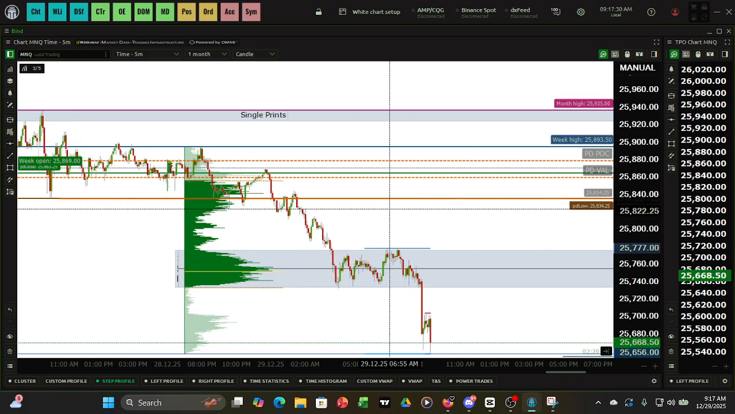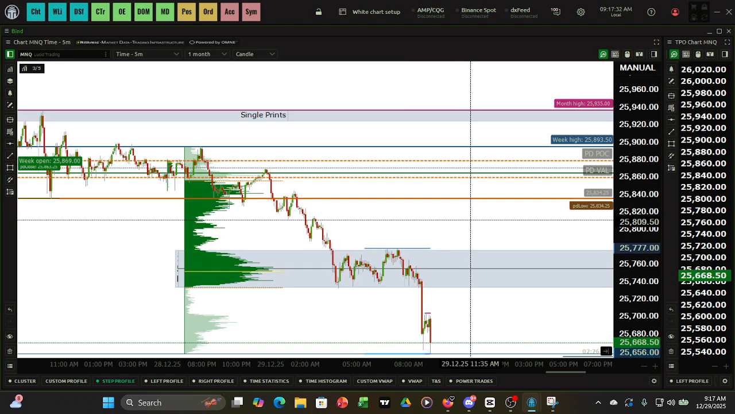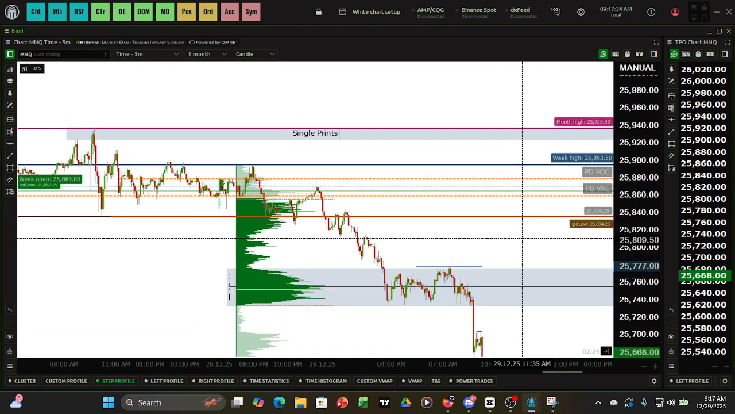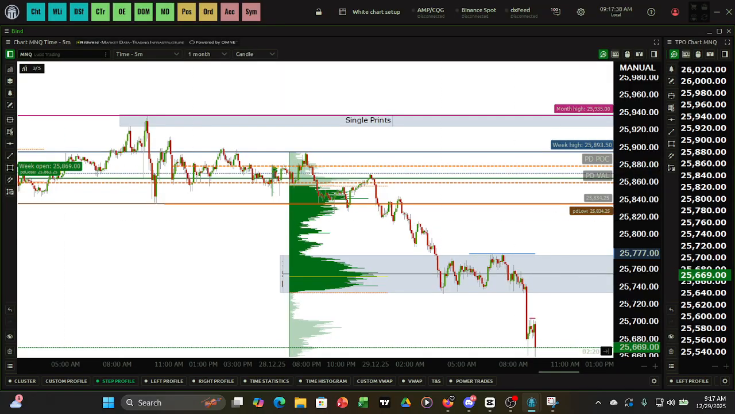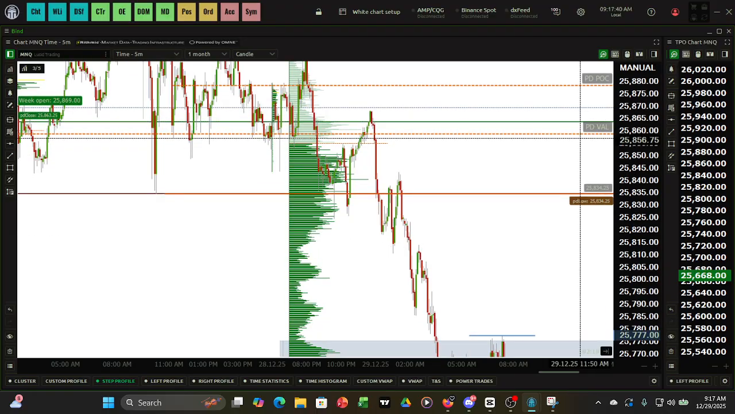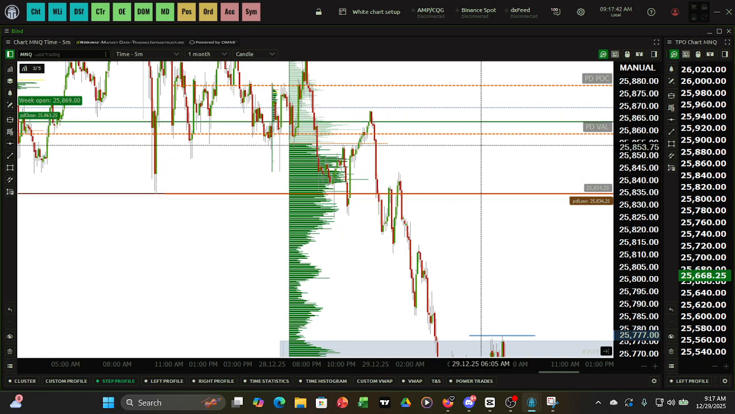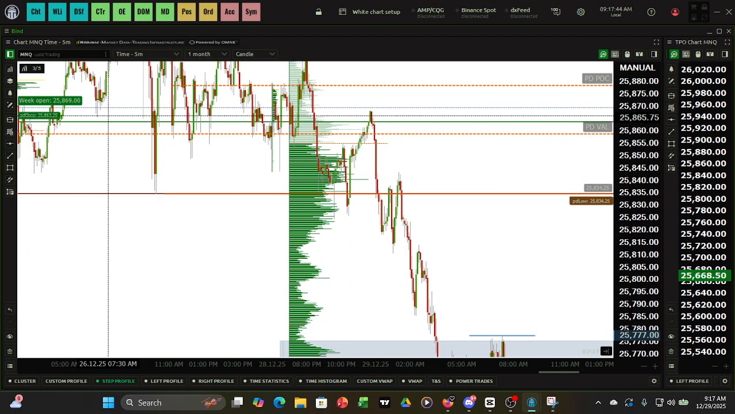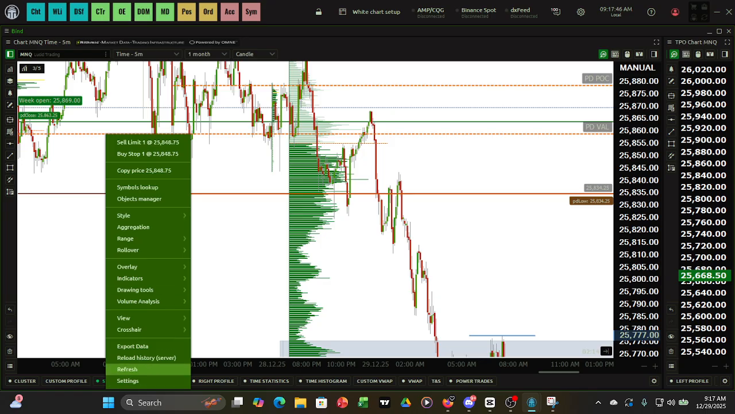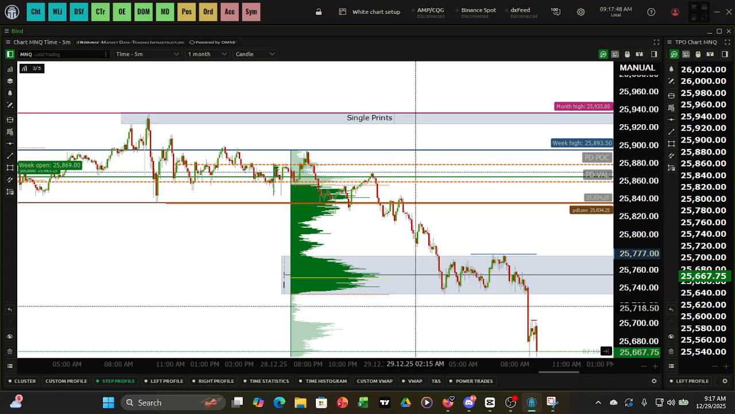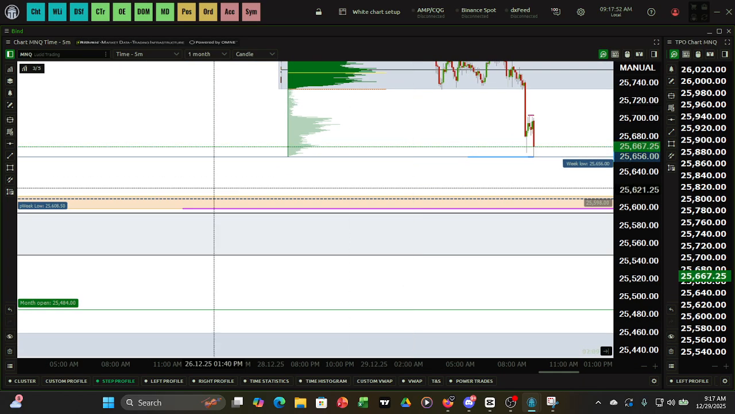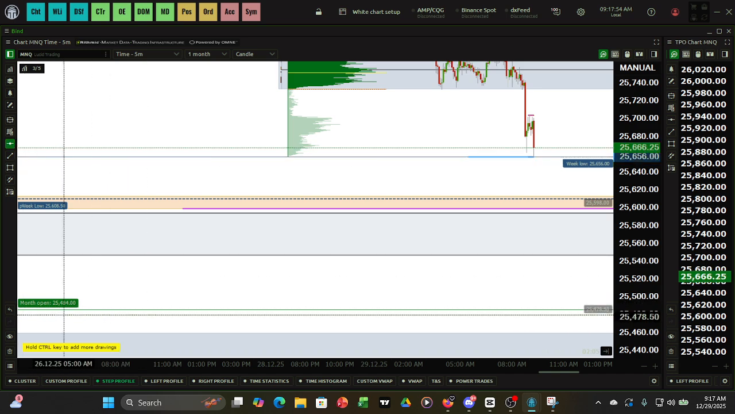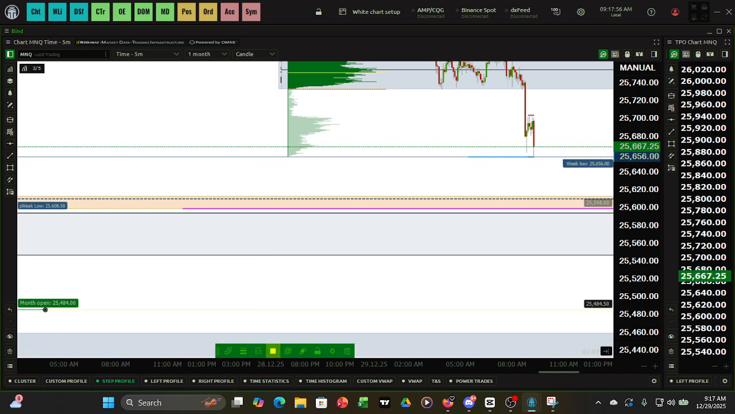Because when price comes back up, this is going to be a really, really hard point for it to get through if it gets bullish. Previous day close. So let me turn these off real quick because I pretty much have already seen what I need to see. I don't think we're going to go down there, but I'll put it on there just in case.